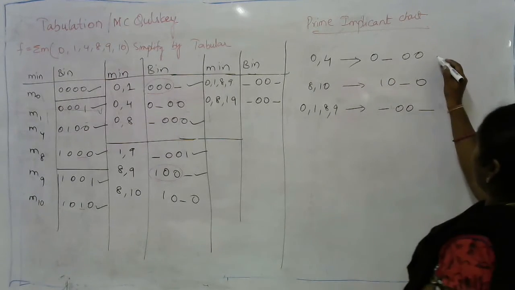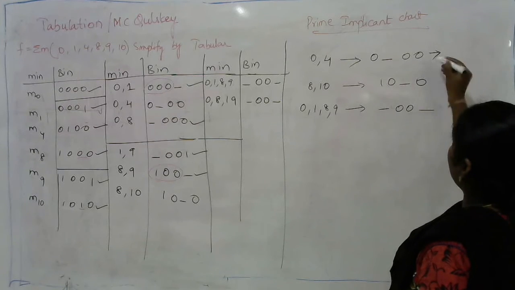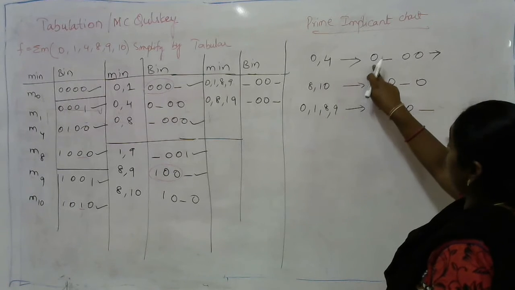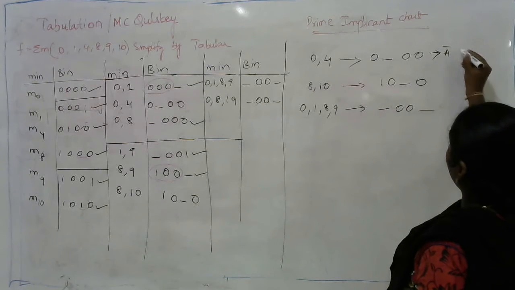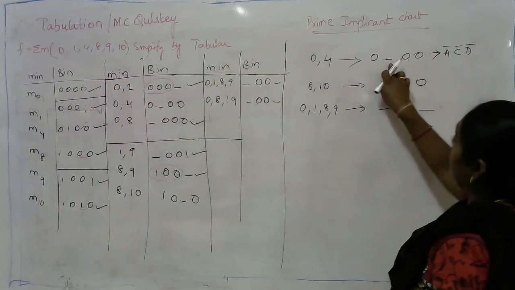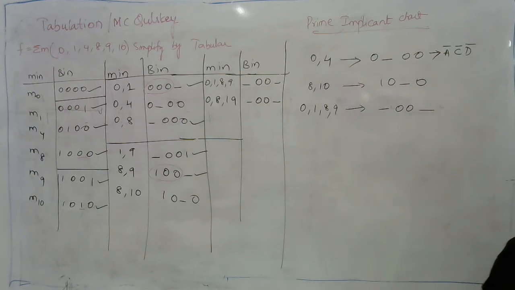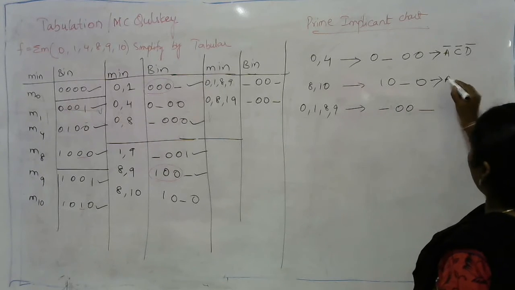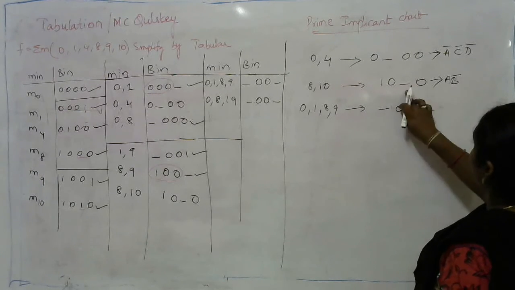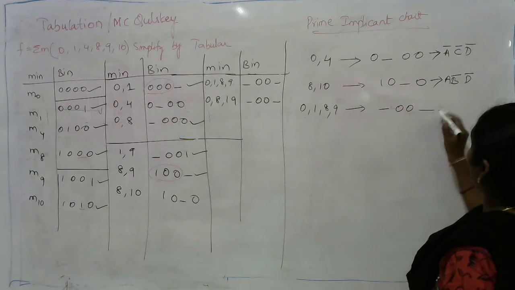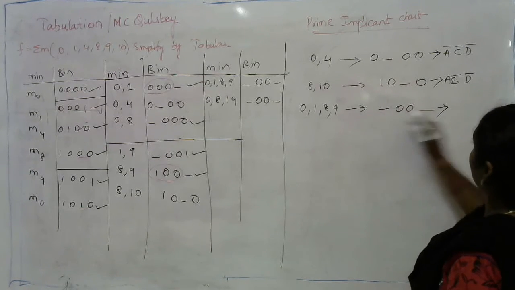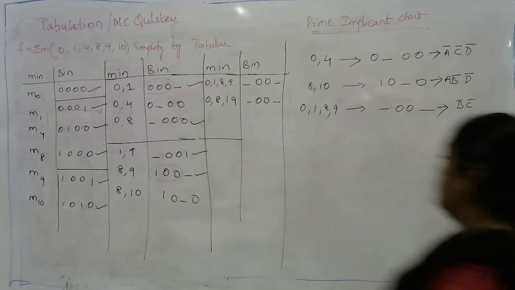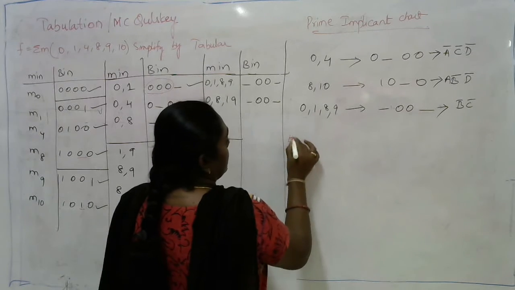This is one way. Or in other words, I can write the bits as A, B, C, D. As it is an SOP expression, I can say it as A bar, C bar, D bar. Wherever a blank is there, you should not consider that corresponding variable. Similarly, here it is A, B bar, C is blank, this is D bar. And this one is B bar, C bar.